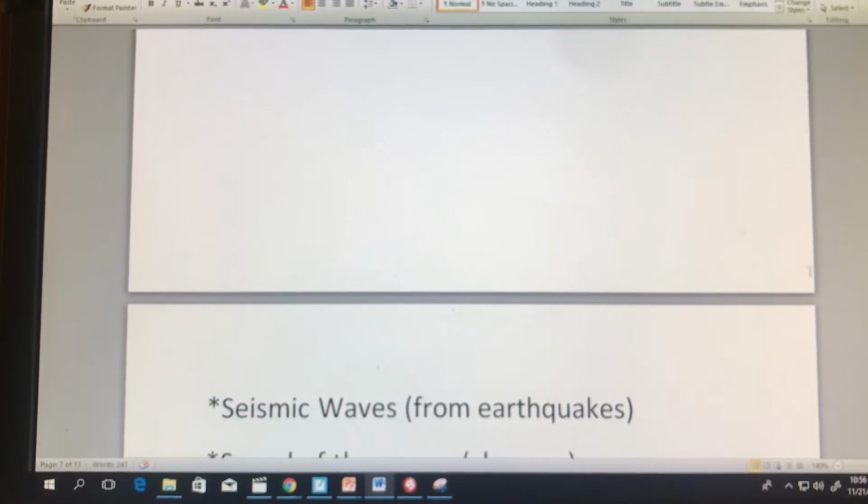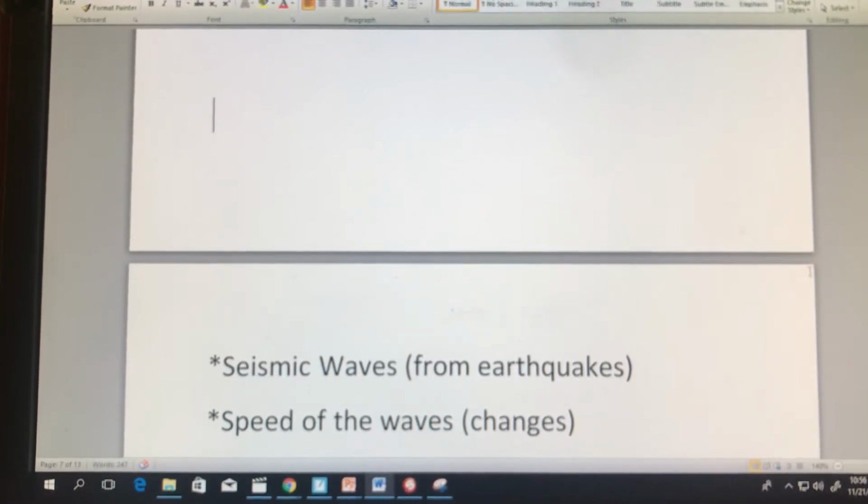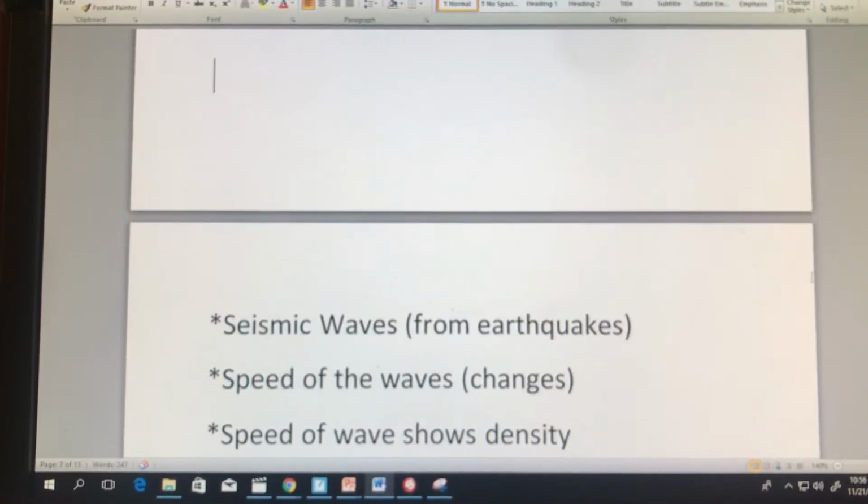Now, to take a step further, maybe they even talked about the speed of waves, and talked about how the waves change, they get faster or slower or something like that. That would be pretty amazing. And to take it a step further, if your parents said, because the speed of the wave shows the density differences, and that's how we know the different layers, wow, that would be even more impressive, right?